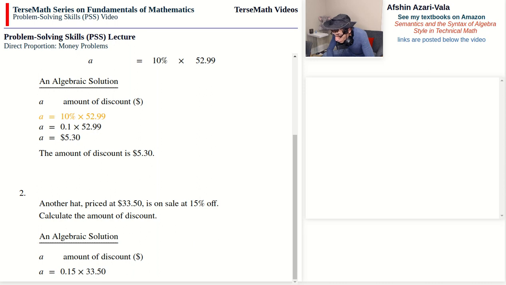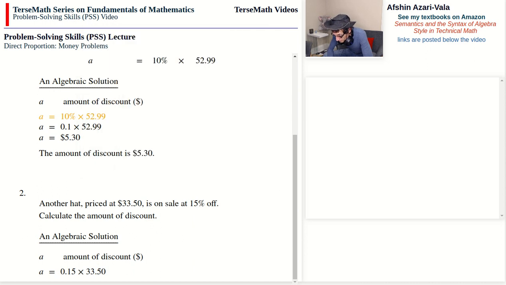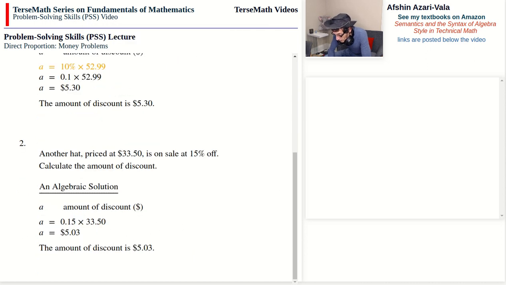And again, if I wanted to work this out, let's say I'm on my feet at a store, the price is $33.50, so let me make sure this is cleared. Okay, $33.50, and it's on sale at 15% off, so I multiply by 0.15, and then enter or equals, and we get $5.03. So the amount of discount is $5.03.